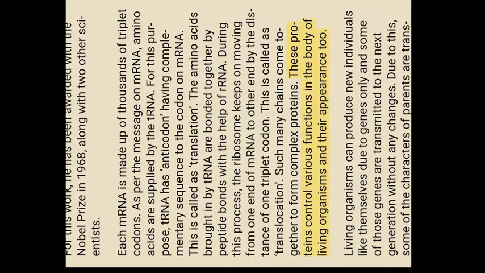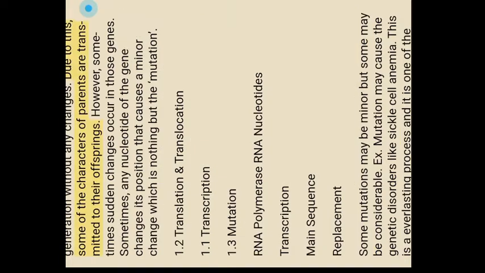These proteins control various functions in the body of living organisms and their appearance too. Living organisms can produce new individuals like themselves due to genes only, and some of those genes are transmitted to the next generation without any changes. Due to this, some of the characters of parents are transmitted to their offspring. However, sometimes sudden changes occur in those genes. Sometimes, a nucleotide of the gene changes its position, which causes a minor change, which is nothing but mutation.